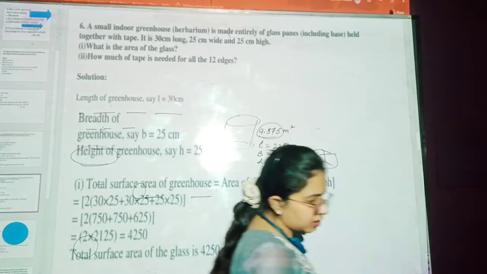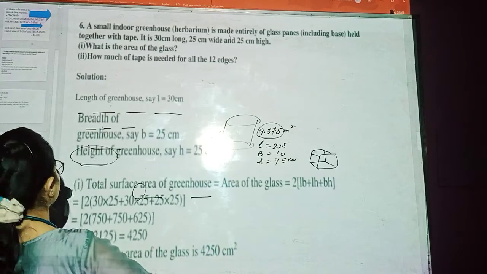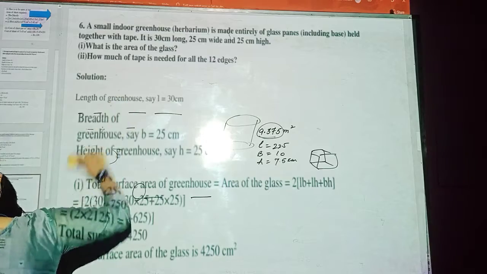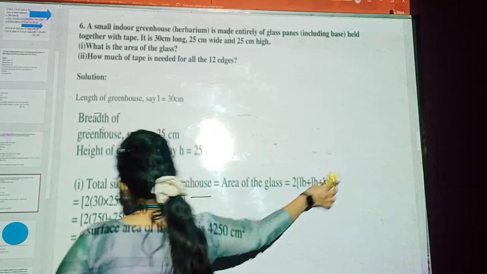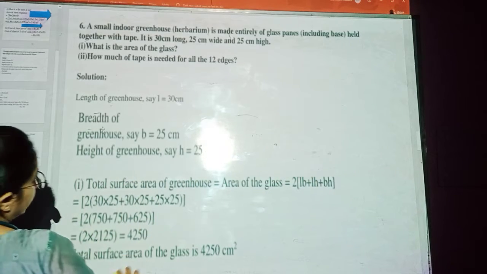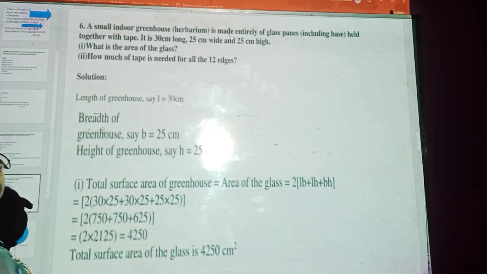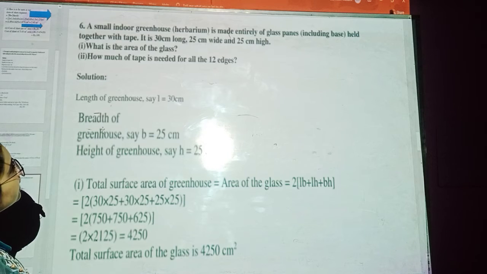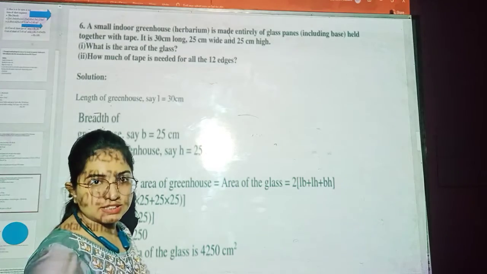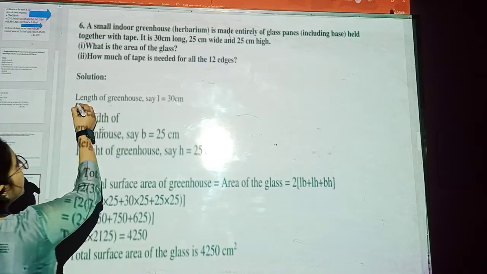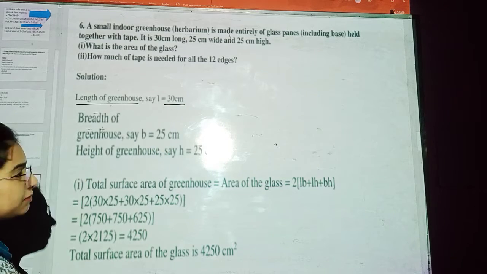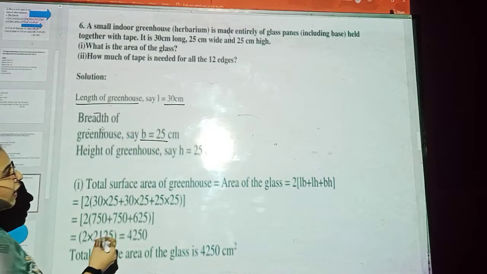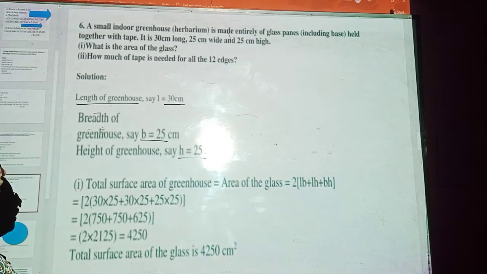In the next question, a small indoor greenhouse is made entirely of glass panes held together with tape. It is 30 cm long, 25 cm wide, and 25 cm in height. So, students, the length of the greenhouse is given to you. What is the length? 30 cm. And what is the breadth? 25, and height is 25 cm.